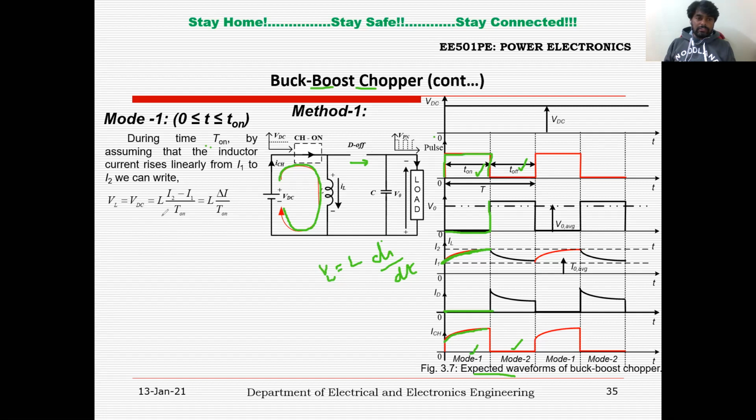Now L into change in current, which is changing from I1 to I2. So I2 minus I1 in T on, that equals L into change in current upon T on. So dt, the change in time period, is the dt in the T on interval, right? So from this, if you cross multiply, T on will be L into dI by VDC. Right. Similarly, in mode 2, by making use of the commutation circuit.